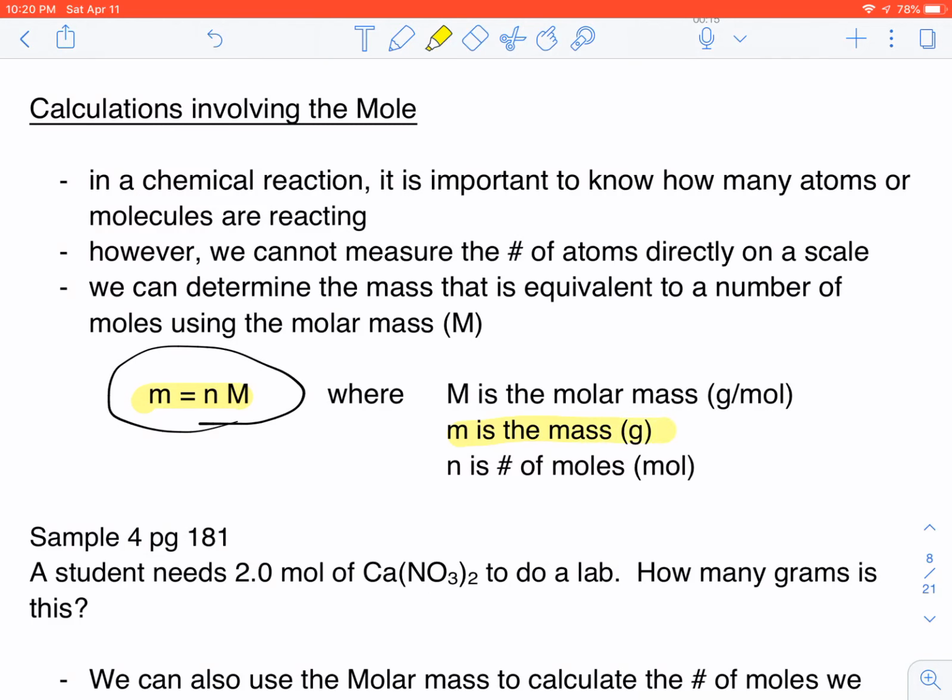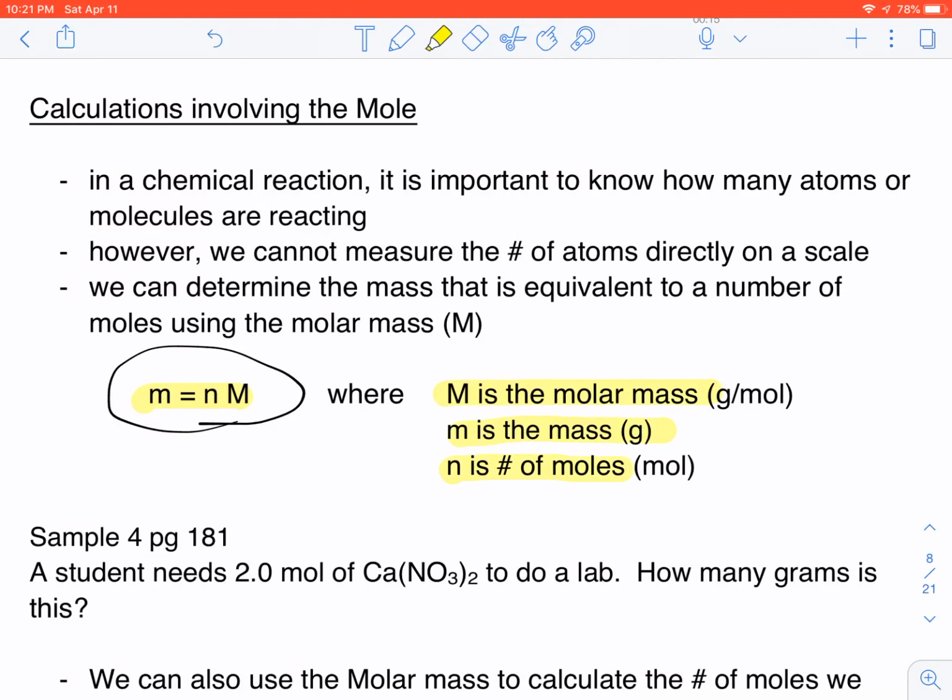Big M is the molar mass. It comes from the periodic table. We just look on the periodic table for that chemical and we find out what its molar mass is. And little n tells me how many moles there are in my equation. So if I know I need 2 moles, then I can figure out how many grams there are. If I need 19 moles or 0.46 moles or whatever the answer is, I can quickly calculate how many grams I need or I'm going to make.